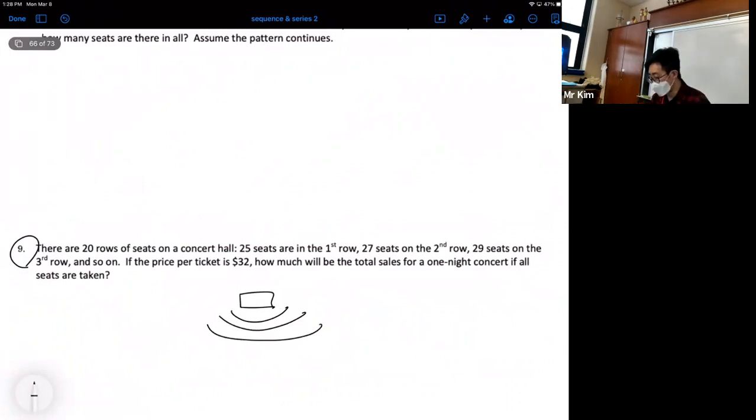25 seats in the first, 27 seats in the second, 29 seats in the third, and so on. I guess you guys can all see what the common difference is going to be. And it says if the price per ticket per seat is $32, how much will be the total revenue of this concert playing that one night? Remember, there are 20 rows like that.